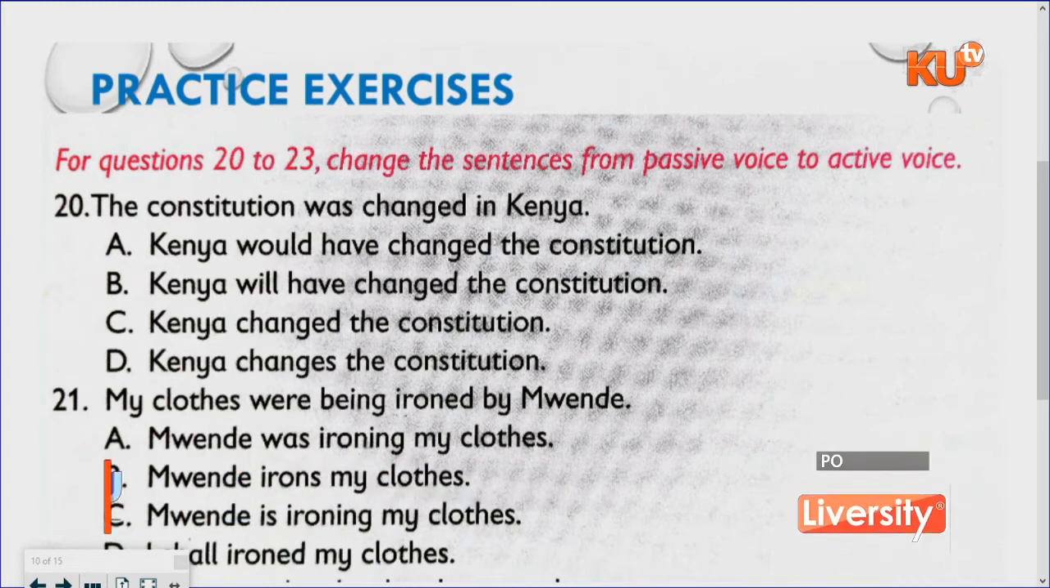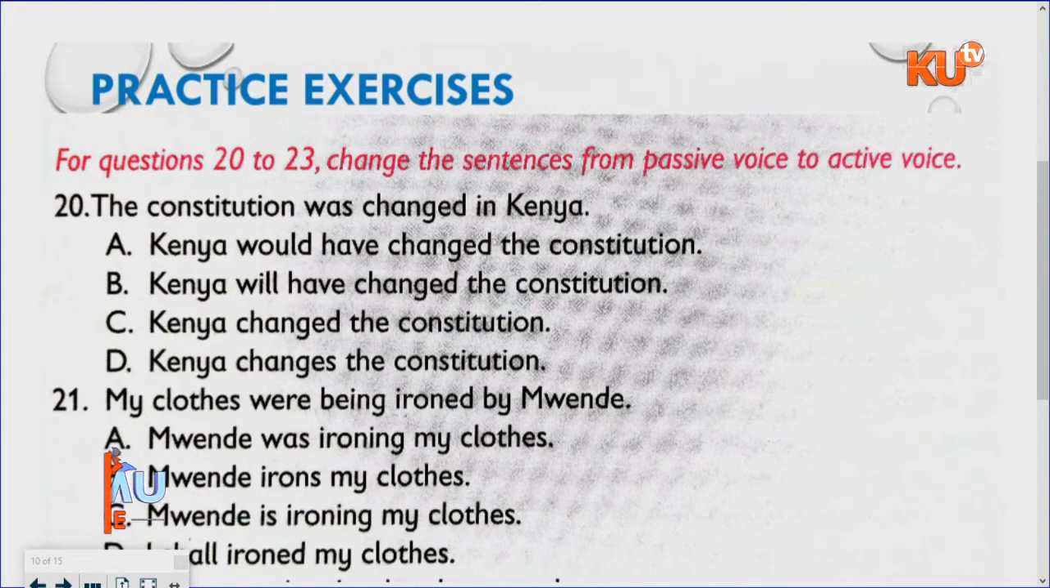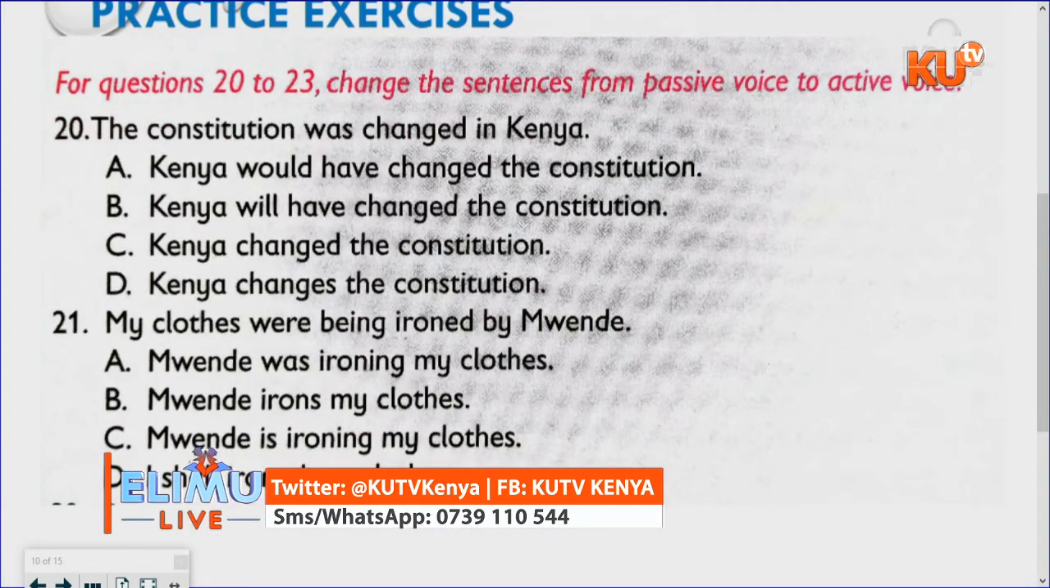My choice is: Kenya changed the Constitution. The Constitution was changed in Kenya is in passive voice because you are starting with the object, which is the Constitution. But the subject of the sentence, therefore, is Kenya. So Kenya changed the Constitution. The second sentence is: my clothes were being ironed by Mwende.